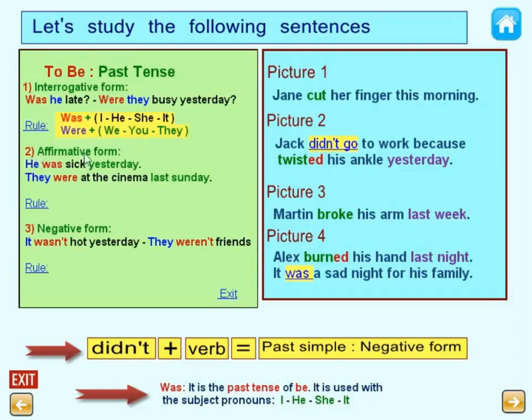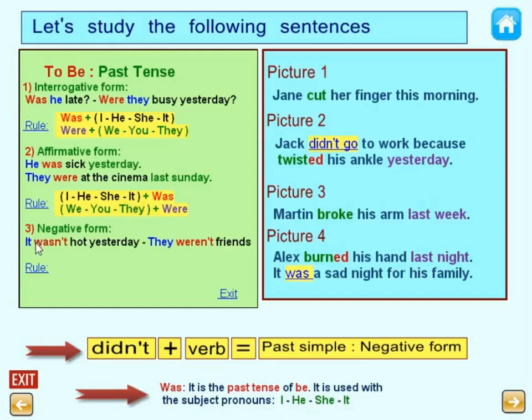We move now to the affirmative form. Let's read the examples. He was sick yesterday. They were at the cinema last Sunday. What is the rule you can conclude from these examples? As you see, we use I, he, she, it plus was, we, you, and they plus were.